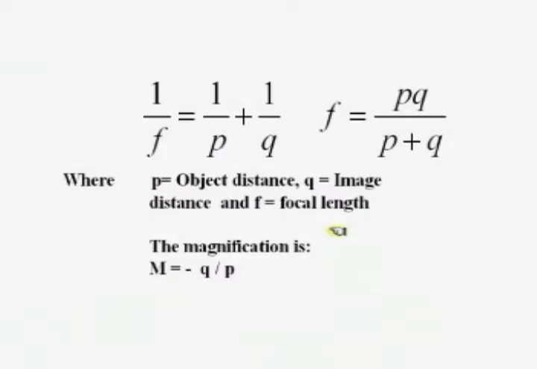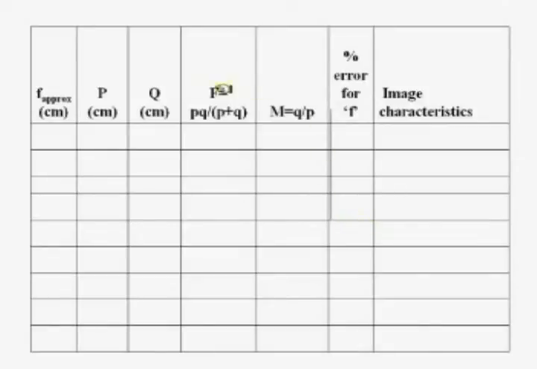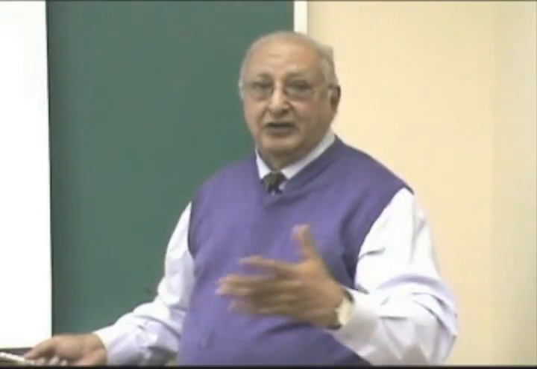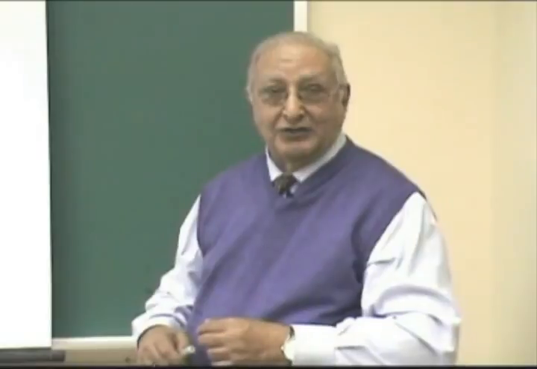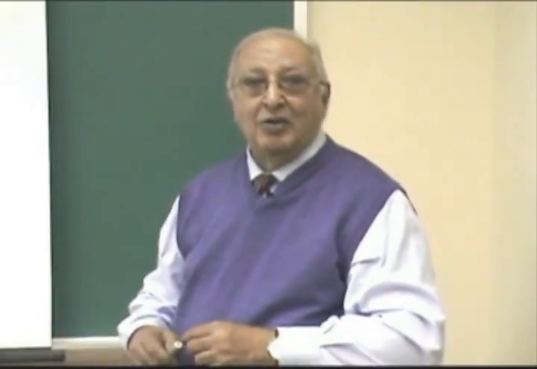So this is shown in a table here. In this one, you can use several lenses, not necessarily one lens. Then you find out the p, the q, and then from there you can find out the f and compare that with the approximate focal length. And you can find out the percentage error also. This is how you can measure the focal length of a lens as well as describe the image of a positive lens.